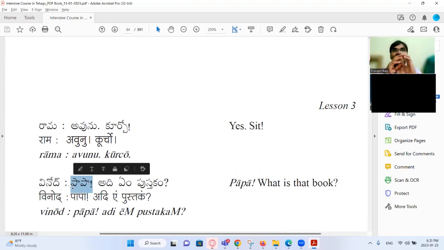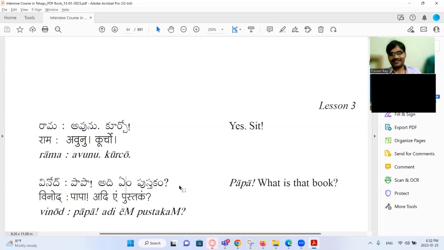Or any name. But some names we cannot prolong. Like, you know, my name, Praveen. Praveen. This is a half sound. We cannot pronounce. But some names, your name also we cannot prolong. Amaravati, there is a name. Amaravati, we can call Amaravati, like that. Aradhya, like that. Some names we can say, like, you know, they will understand we are calling them when we prolong. That's the thing, okay? Adi em pustakam, what is that book?